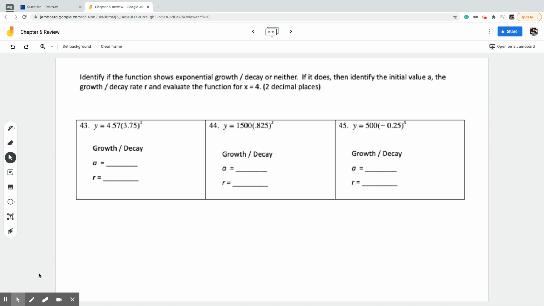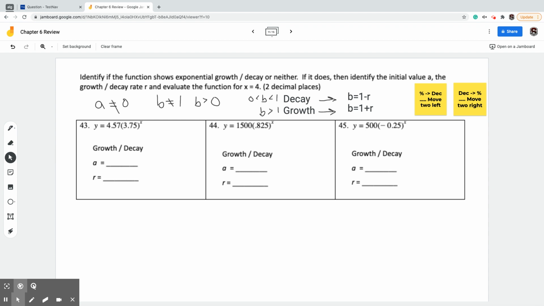Identify if the function shows exponential growth, decay, or neither. And if it does, identify the initial value a, the growth or decay factor r, and then evaluate the function at x equals 4 to 2 decimal places. So at the top here, put all your notes, pause the video.